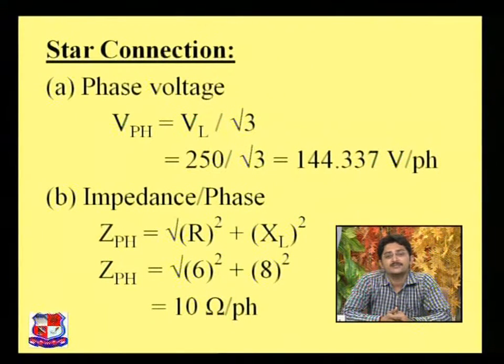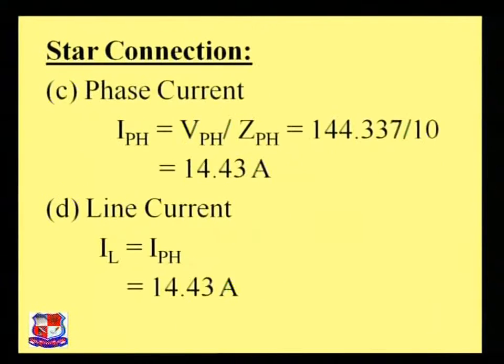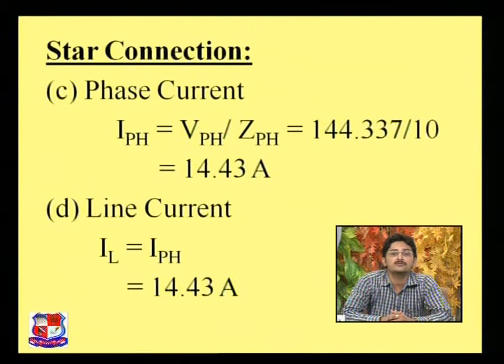Now the impedance per phase, ZPH equals the square root of R squared plus XL squared, which is the same as in the delta connection. So ZPH equals 10 ohm per phase. The phase current is again IPH equals VPH by ZPH. Your VPH is 144.337 and your ZPH is 10. Taking the ratio of these two, we get IPH equals 14.43 ampere. Again the value of IPH is decreased compared to the delta connection.